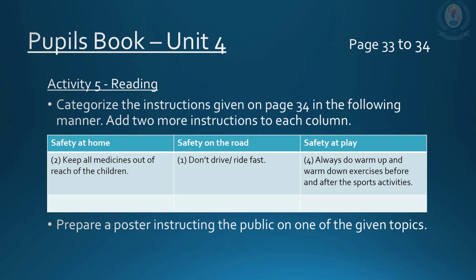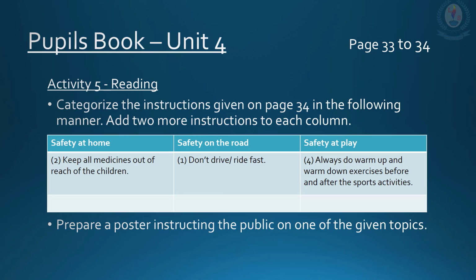So if the first sentence says, in this case, don't drive or ride fast, then it definitely belongs to safety on the road. So categorize all the instructions that are given. I have done two more to fill out each column one by one. Safety at home, an example would be keep all medicines out of reach of children, right? That is a safety precaution that you can take at home. Safety at play, an example would be always do warm up and warm down exercises before and after the sport activities, right? So there is something that should happen when you go out and play some sports.